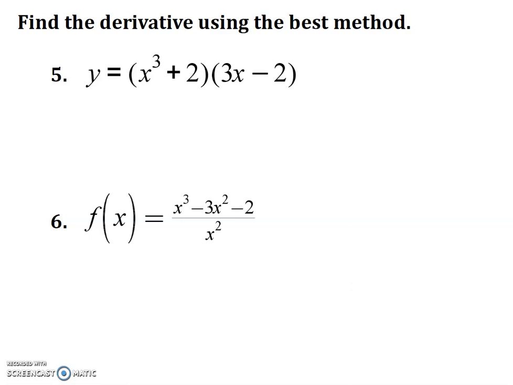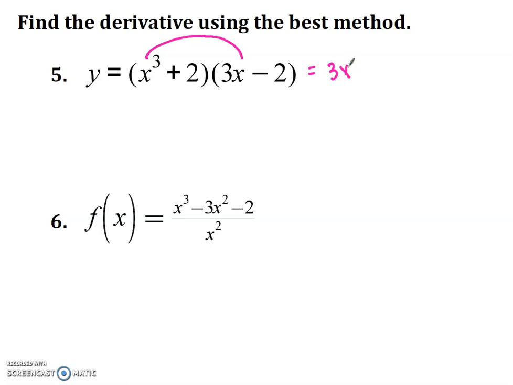Okay, we're going to look at a couple examples where you could use the product or quotient rule, but it's sometimes easier to use a different method. Okay, so if we look at number 5, we've got x cubed plus 2 times 3x minus 2. So you could make this part f and that part g and use the product rule. But what you could do is just go ahead and FOIL it out.